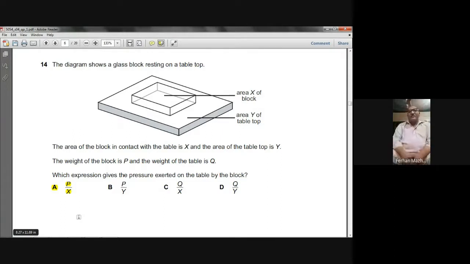Read this question. A very simple question, but he tried to confuse you because two times he gave area and two times he gave weight, so that you get confused.